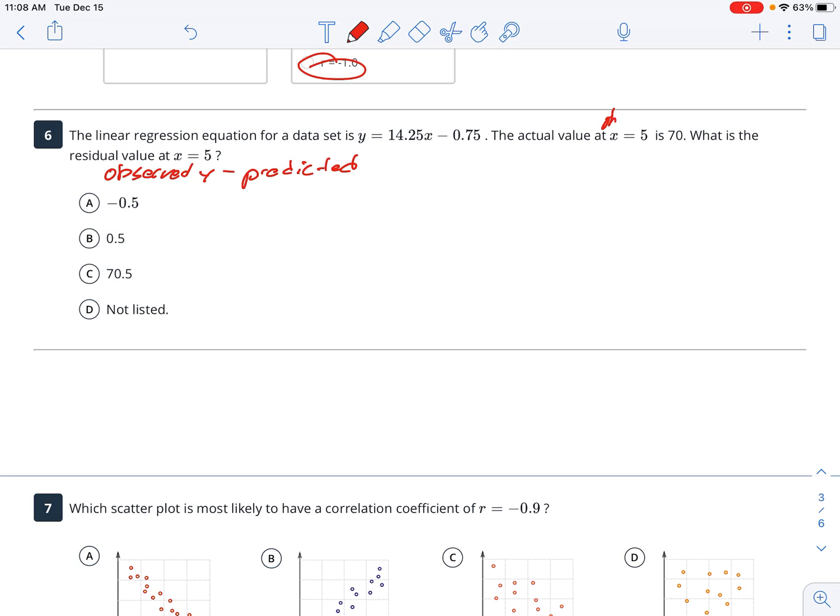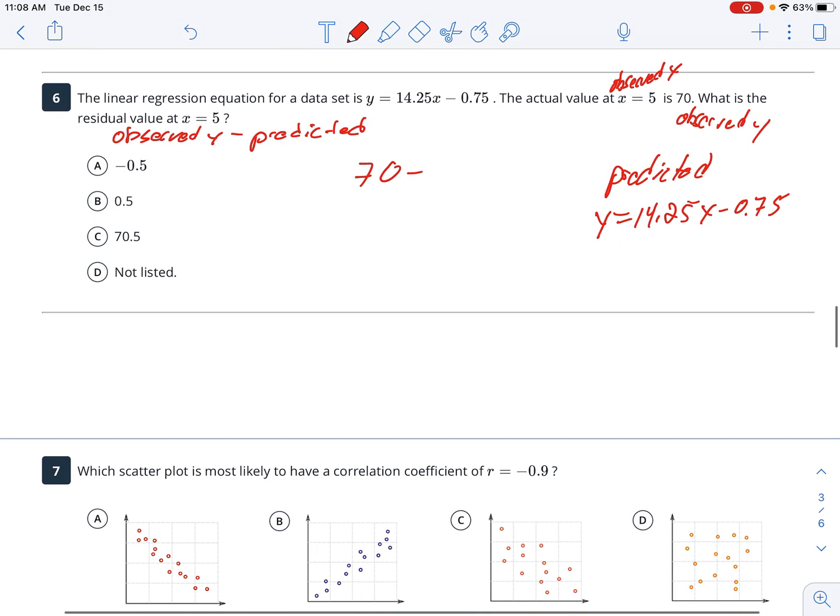So this is my observed x because that's given to us. And this is my observed y because that's given to us. So it's going to be 70 minus whatever the predicted is. Now to do predictions, we're going to plug in x to the equation that is given to us. So the x that we want to do is 5. So I plug in x as 5.